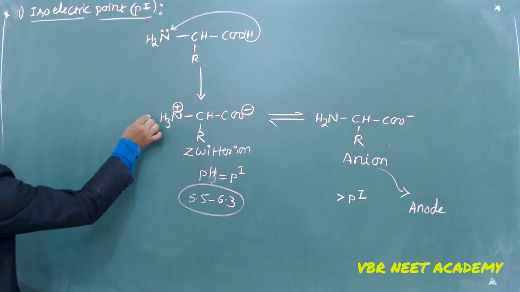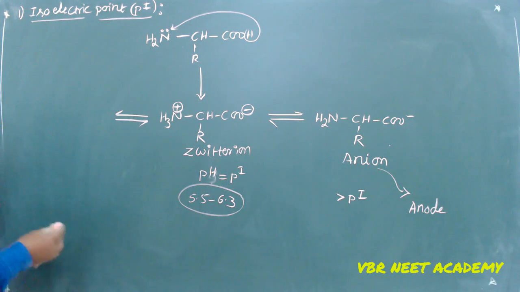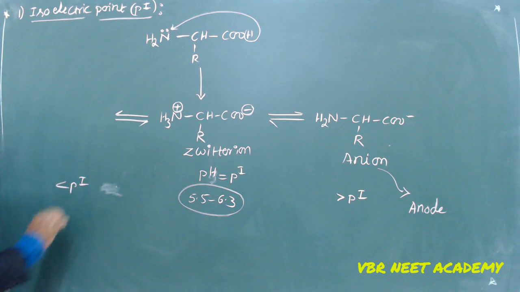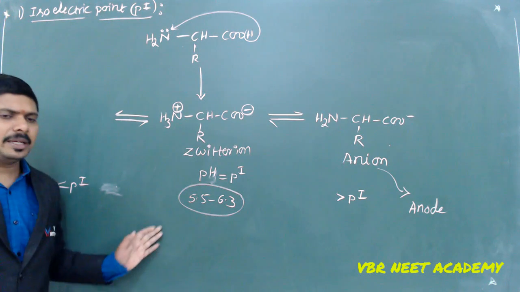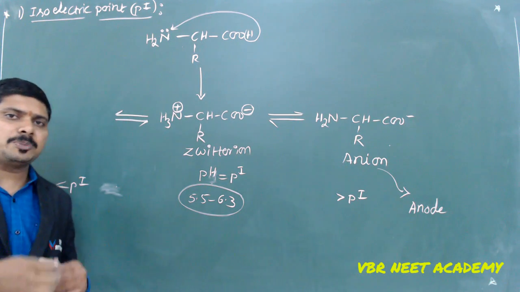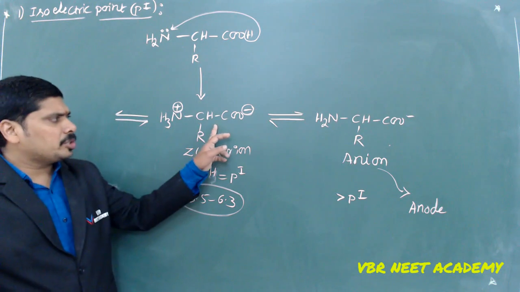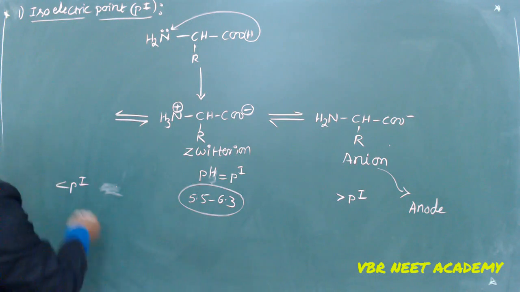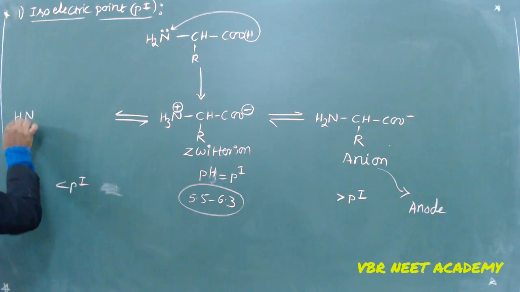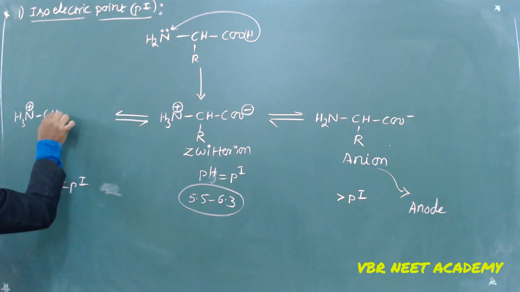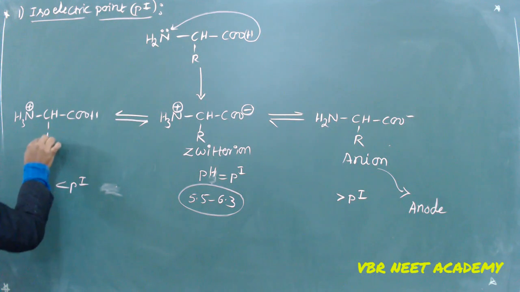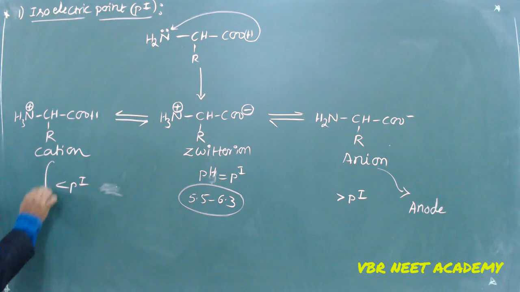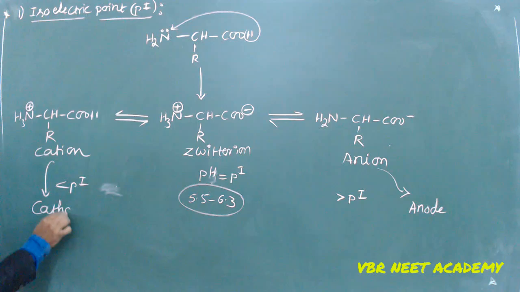Suppose you are making the pH lesser than Pi. What is going to happen? It is acidic, so we are going to get H plus. Now the zwitterion has COO minus, and that COO minus is going to react with H plus, and we are going to get NH3 plus CH COOH R. Now here I have a positive charge, so it is called a cation. The cation will move towards the cathode.